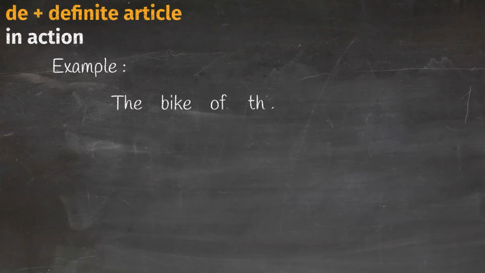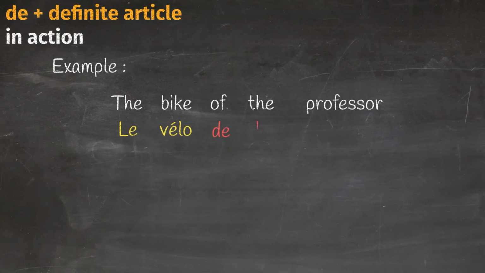Now let's check a few examples about de. Imagine I want to say the bike of the professor. The, le. Bike, vélo. Of, de. The, le. Professor, professeur. I can see de plus le. We do need a combination here, so the correct sentence is: Le vélo du professeur.